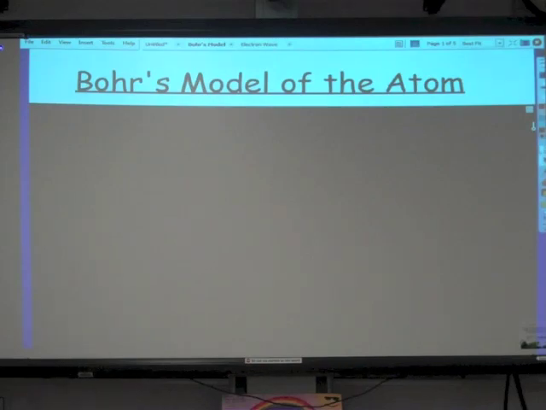Our title today is Bohr's model of the atom.